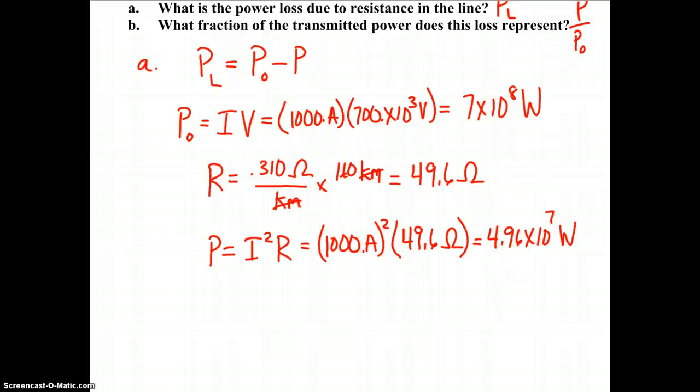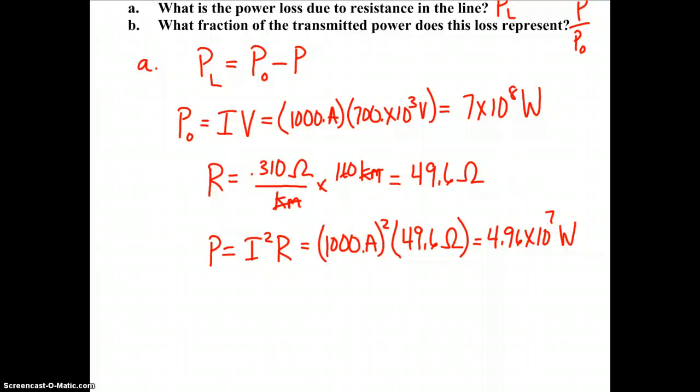We started out with initial power at the power station of 7 times 10 to the 8th watts. We should end up with less power at the city because there's a potential drop after that distance. So we lose voltage, therefore we're going to have less power. And indeed, we have a final power of 4.96 times 10 to the 7th watts.